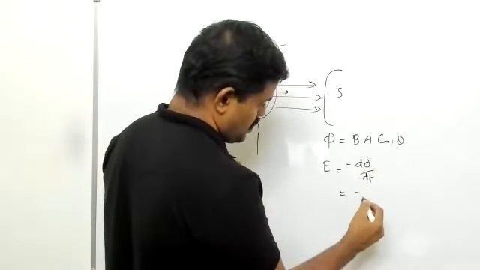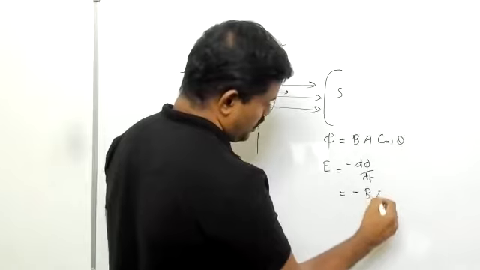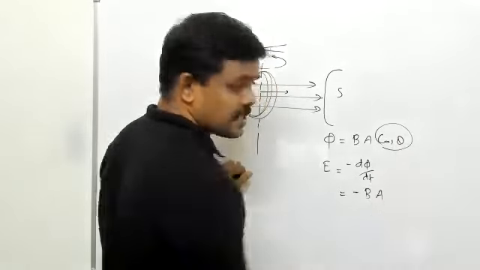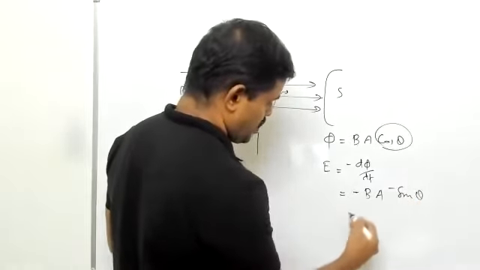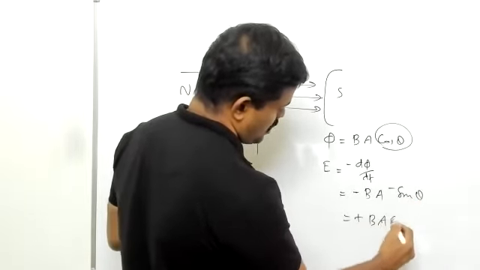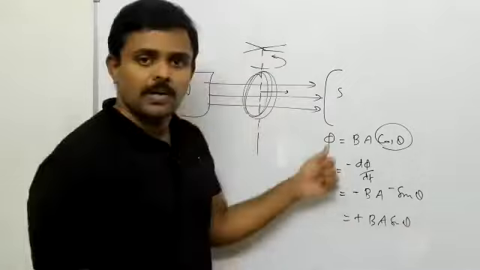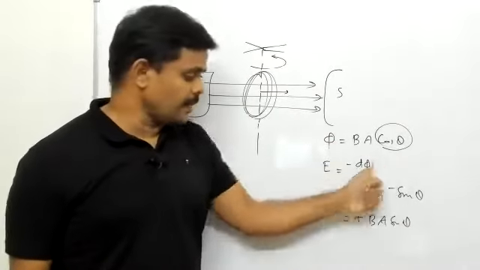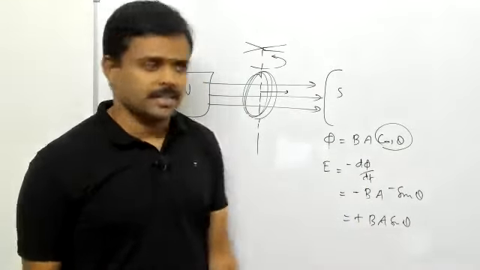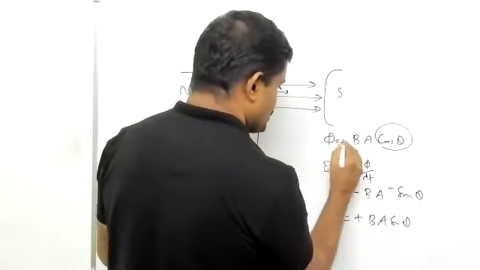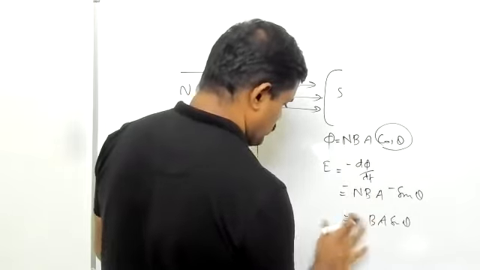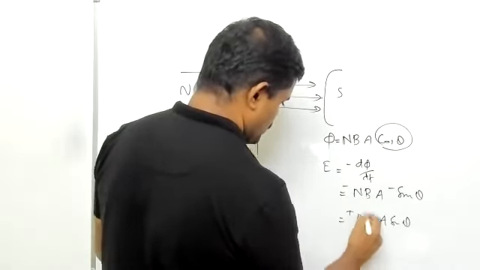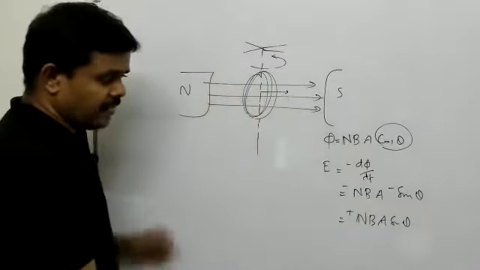Minus, B into A into, what is the derivative of cos theta? Minus sine theta. So minus or minus plus BA sine theta. Look at this. Flux is BA cos theta. EMF is BA sine theta. If there are n turns, I must attach an n to it. So here also we'll have an n, plus n.